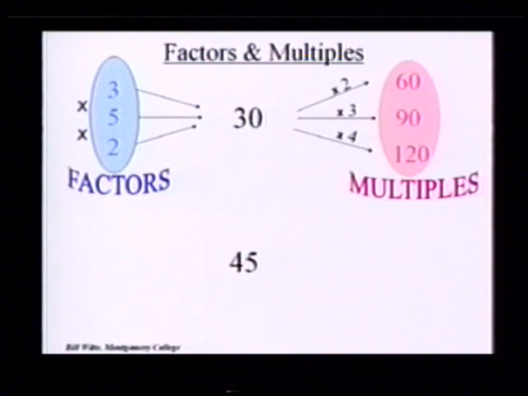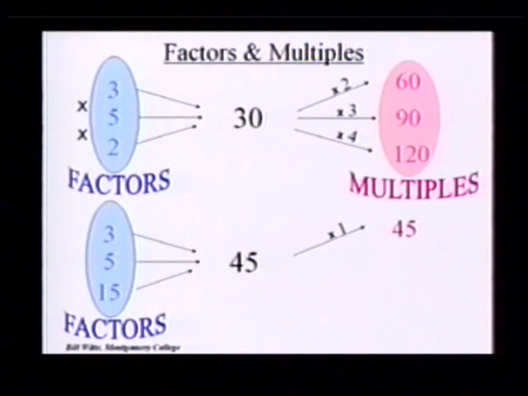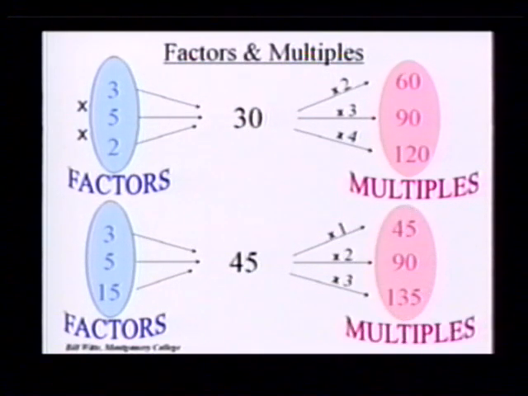What are some factors of 45? Well, 3 goes into it evenly. That's a factor. 5 goes into it. That's a factor. 15 is a factor of 45, isn't it? What about multiples? Let's get the difference here. Well, it's its own multiple because you can multiply by 1. 90 would be a multiple of 45. 135 would be a multiple, and so on. To infinity and beyond. You can go on and on and on.